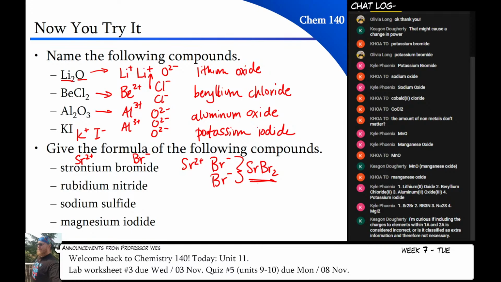All right, so let's do this for rubidium nitride. So here's rubidium, and then here's nitride, and I do the same thing. Are my charges balanced? No, I need more positives. So I add enough of them so that everything balances out. I have 3 positive 1s. I have a negative 3. I then put everything together for my formula.